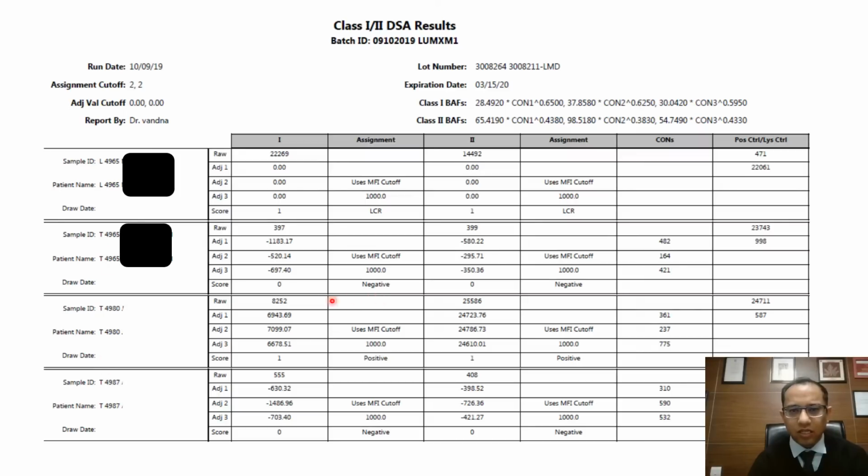If you can see, the class 1 is negative here, class 2 is negative here. It is positive here because it is a value that is higher than 1000. And similarly, class 2 is also positive here. And in this test, both class 1 and class 2 are negative. You can see that. So depending upon your score, you can give your result whether it's positive or negative.